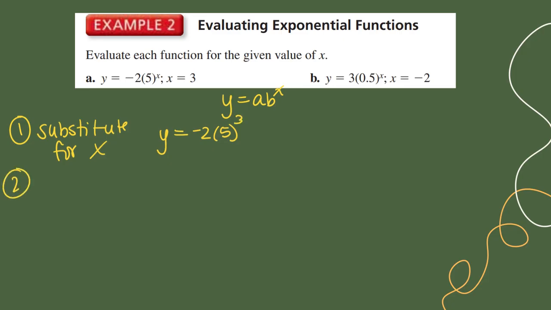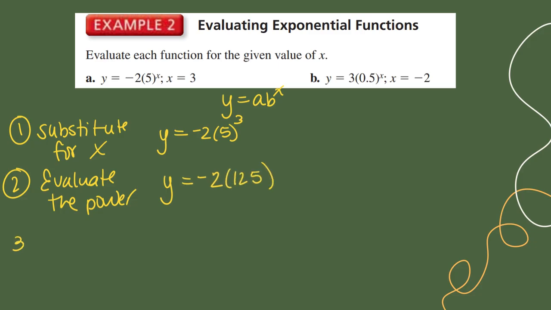Part 2, we're going to evaluate the power. So the first thing is, do not multiply negative 2 times 5. You're going to first do the power. And we know that y equals negative 2, and 5 to the power of 3 gives me 125. And part 3, we're going to multiply. y equals negative 250.